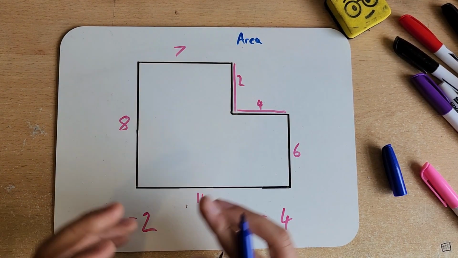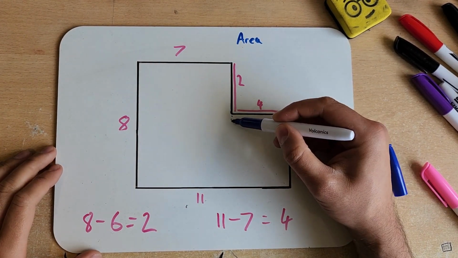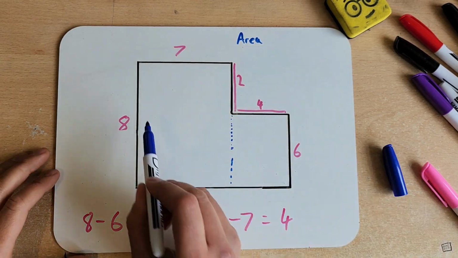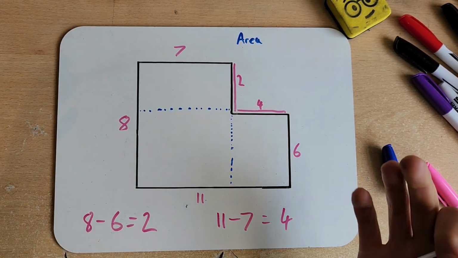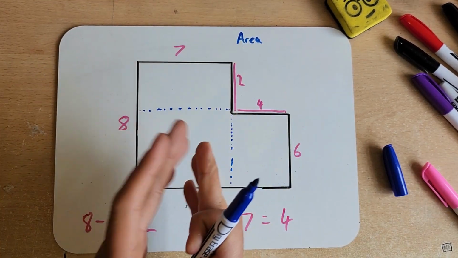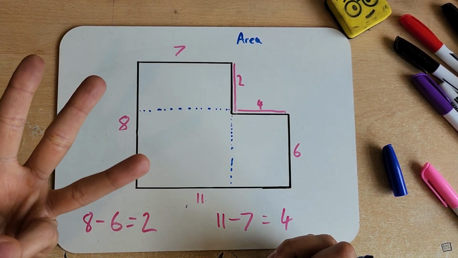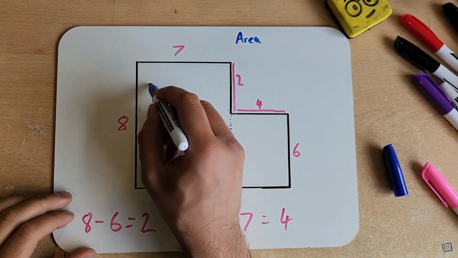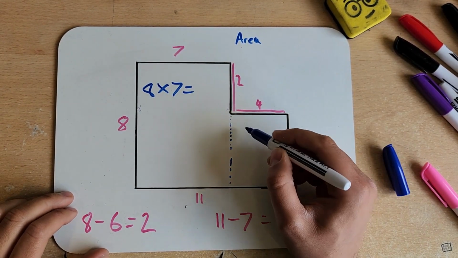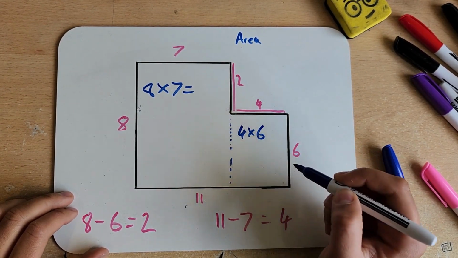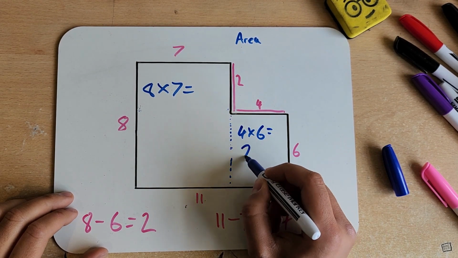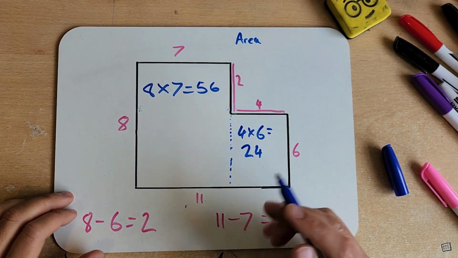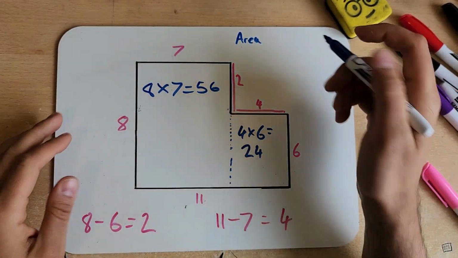Now let's talk area. You can do this any way. We can split this way or this way. It's up to you. You've got to make a choice. I wouldn't split in both directions because that means then you've got 3 rectangles to work out. Pick one or the other. To work out the area of this, I do 8 times 7. To work out the area of this, I do 4 times 6. Okay, so here I've got 24. Here I've got 56. Now I just need to add them together.